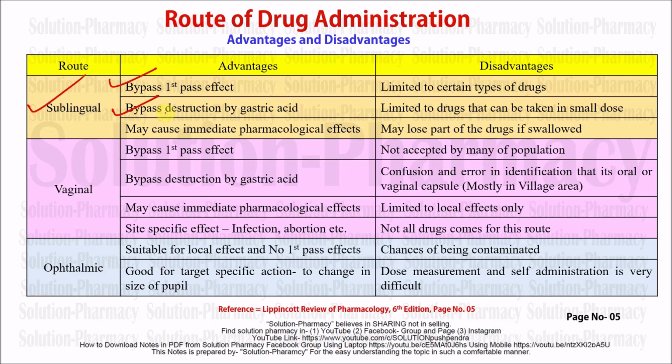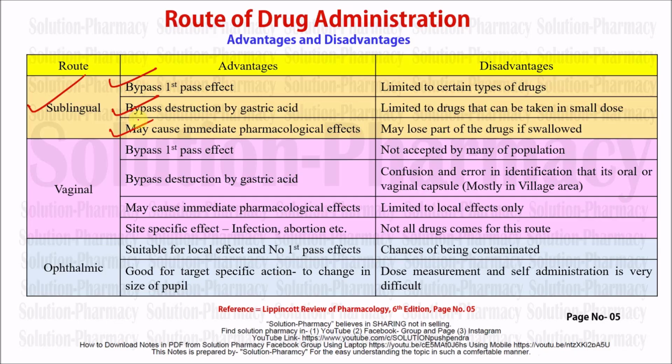Whenever we place the drug under the tongue, it will release some saliva, and the saliva makes a paste, and the arteries and veins below the tongue will absorb this drug very fast. Next, it may cause an immediate pharmacological effect, like trinitroglycerin will give you an immediate effect in case of angina pectoris pain.